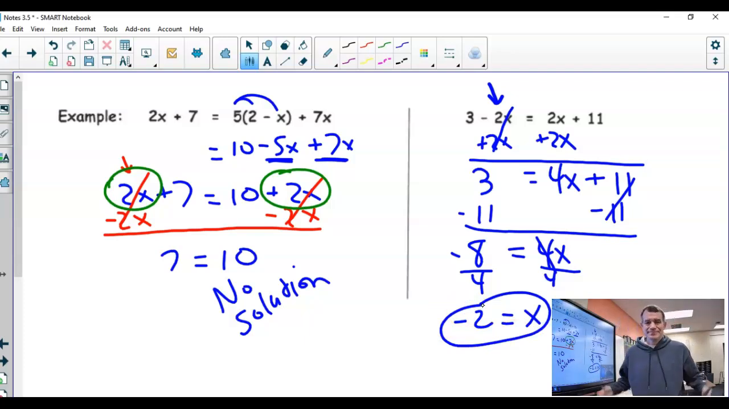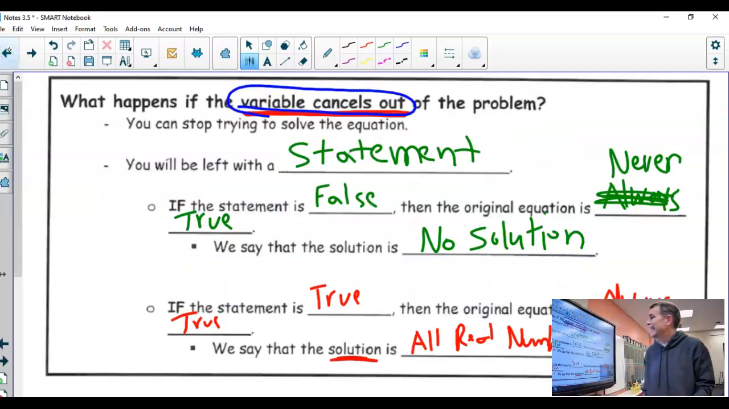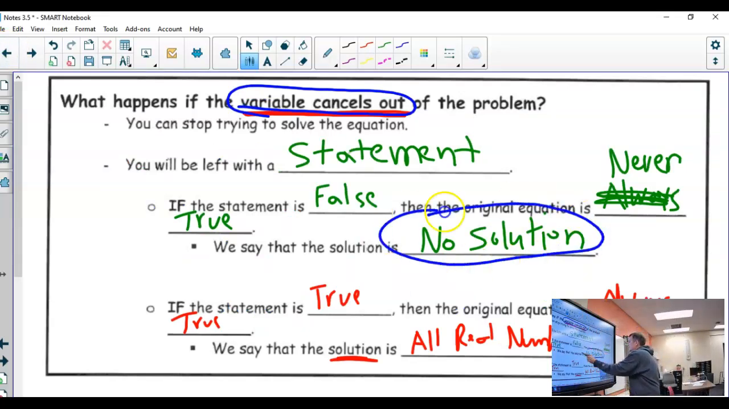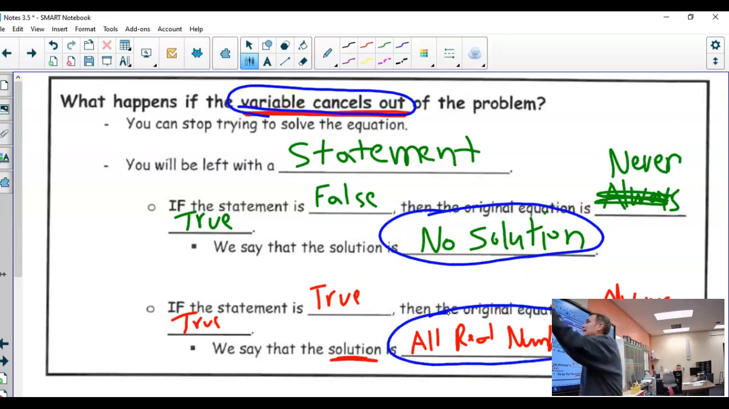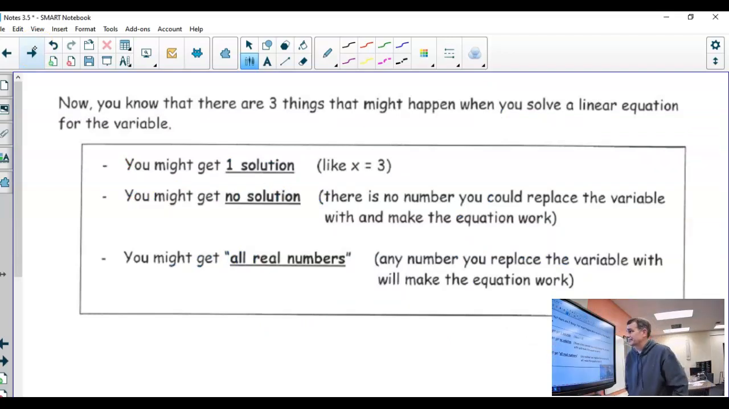All right, so here's where we stand. If the variable cancels out on both sides, you're going to get either no solution or all real numbers. But if the variable does not cancel out on both sides, of course you get an answer. Let me show you one more thing and we're done.